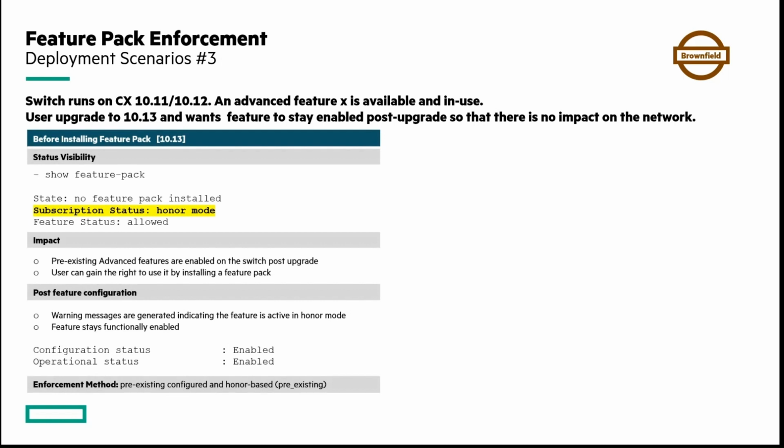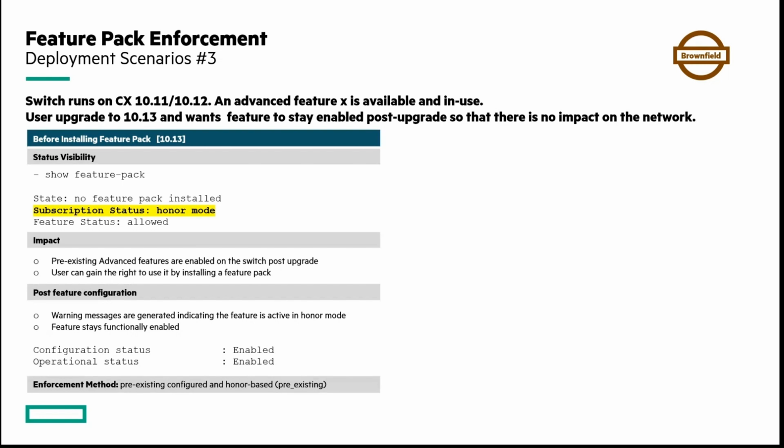Now the user upgrades to 10.13 and before installing a feature pack, the state shows no feature pack installed. Subscription in this case moves to honor mode and the feature will be allowed. Considering the feature was enabled before the update, the pre-existing advanced feature will stay functional after the upgrade, but since this is honor mode, regular warnings will be generated to notify the user. Pre-existing enforcement mode will be implemented in this case, considering the configuration of the pre-existing feature.